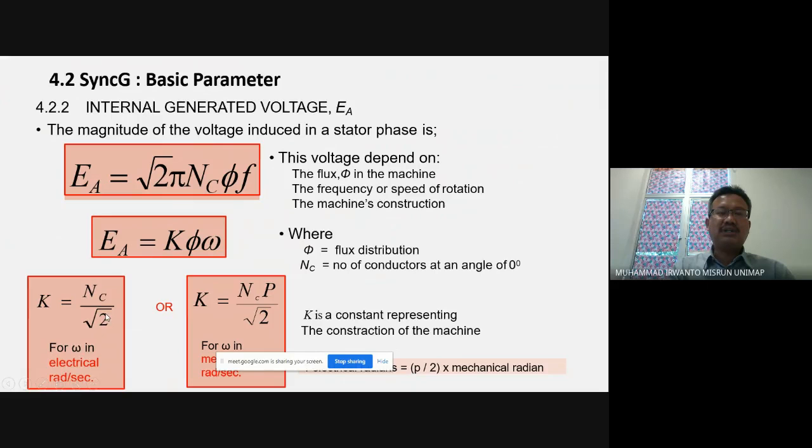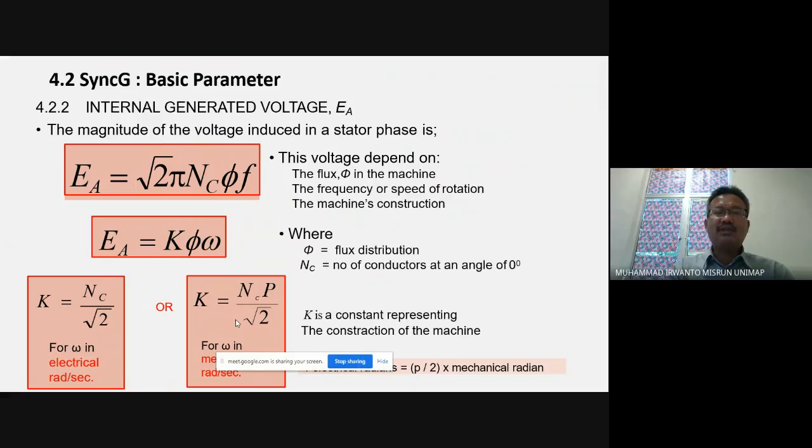The value of K here is NC over square root of 2 for electrical radians per second, and NC multiplied by P over square root of 2 here. If we want to use this formula, omega here is in mechanical radians per second.